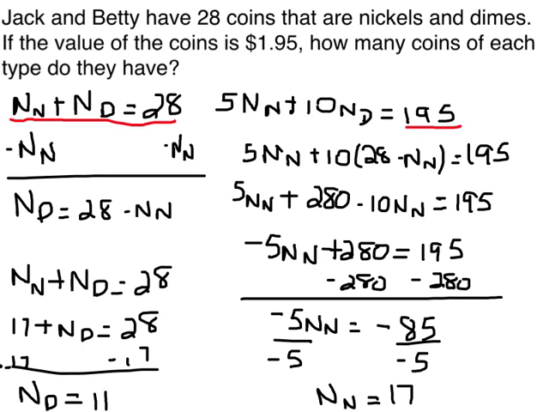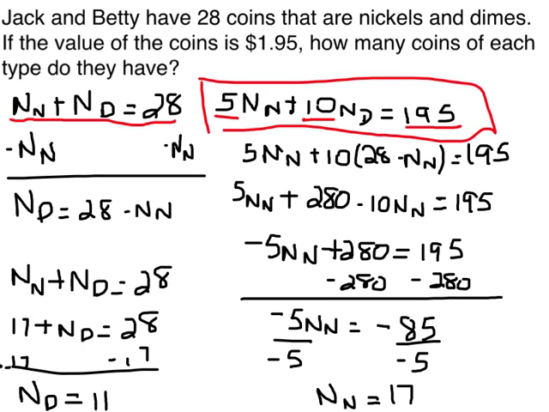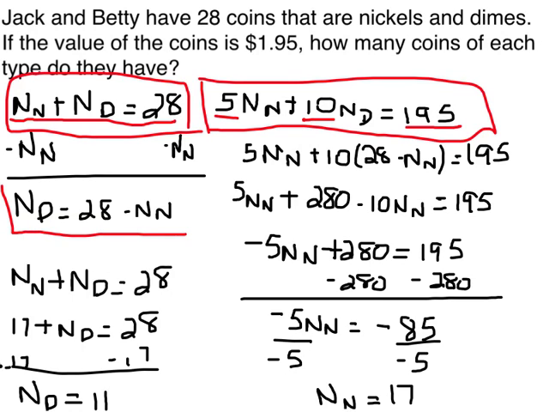So in the value equation, we have to attach value to each of the variables. So 5 times the number of nickels plus 10 times the number of dimes equals 195. This is going to be the equation that I'm working from, and this is going to be the one that I'm going to substitute into. So I'm going to substitute in for ND, right here, 28 minus NN. So I have 5NN plus 10 times what I substituted, 28 minus NN, equals 195.